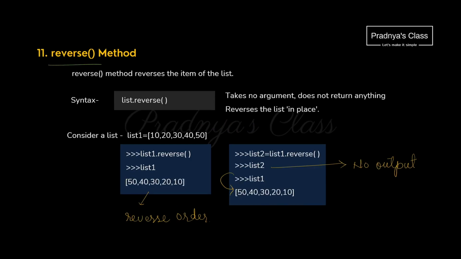It will reverse the elements. Here is the list and using the reverse method, we are printing it in the reverse order. All the methods which we are applying on the list will change the original list because list is mutable. We can change the element in place.